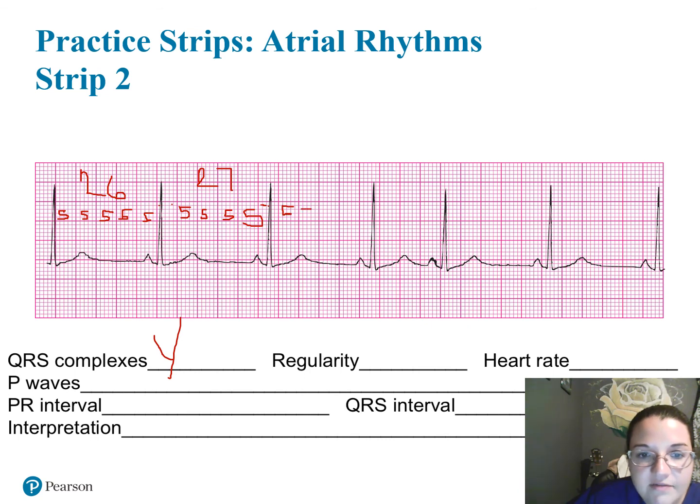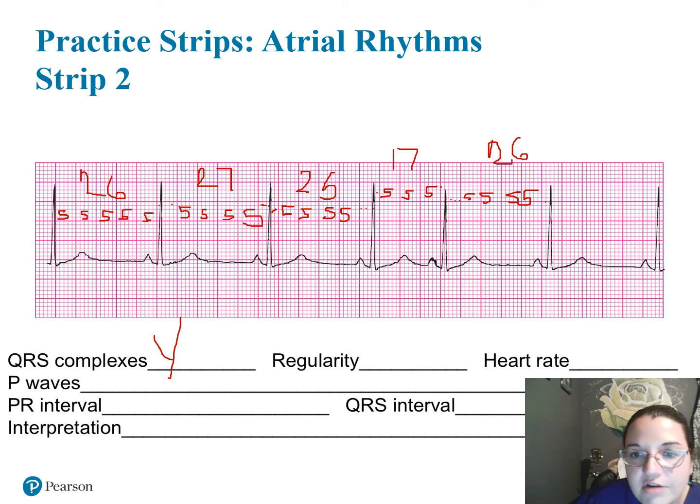Again, 5, 10, 15, 20, 23, 24, 25. Now here's that short one I noticed. 5, 10, 15, 16, 17. 5, 10, 15, 20, 21, 22, 23, 24, 25, 26.